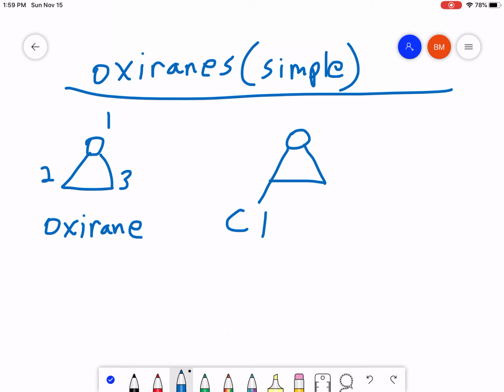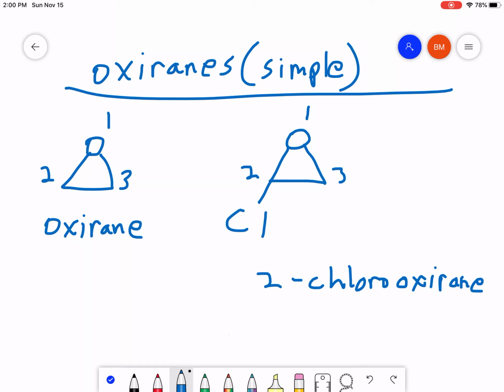let's say we had a chlorine attached. Well, that means the oxygen is named 1. Since the carbon on the left-hand side actually has a substituent, we want to give it priority. So we're going to name it number 2, and this one will be number 3. So this would be 2-chloro oxirane.